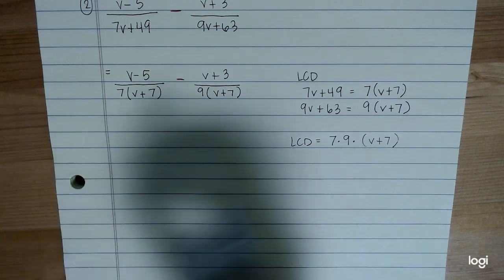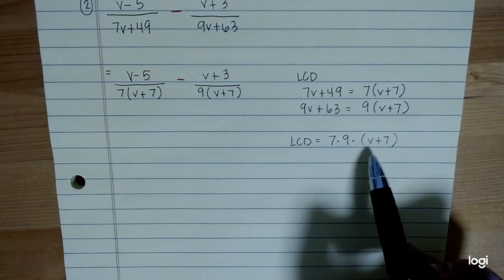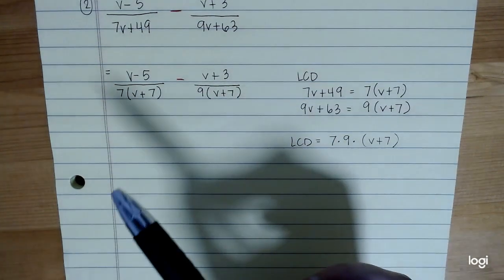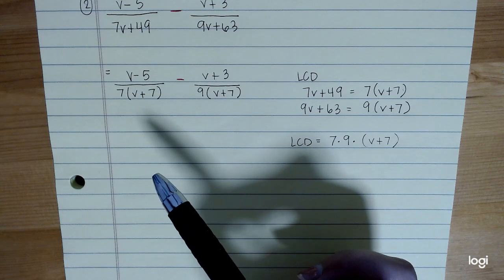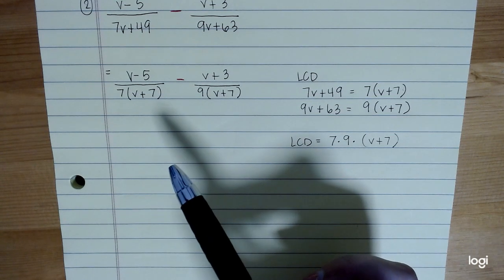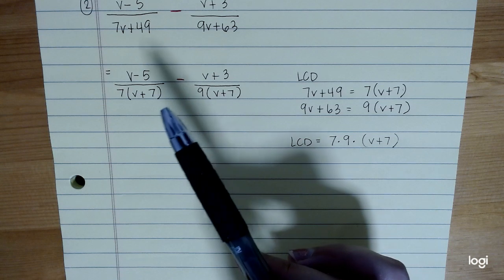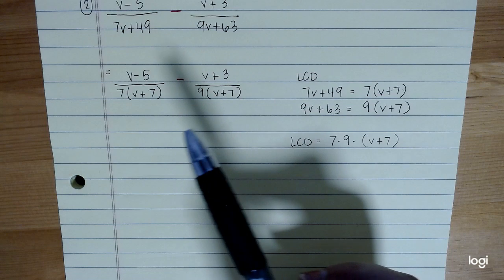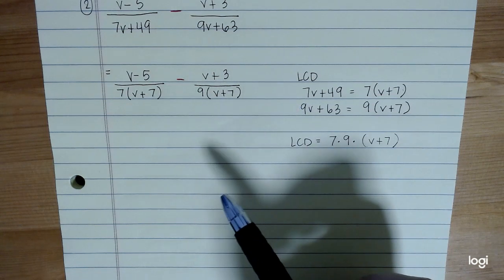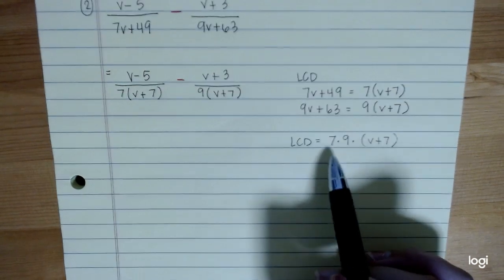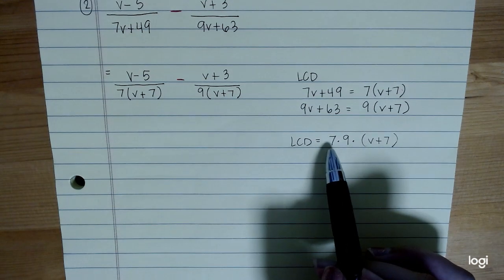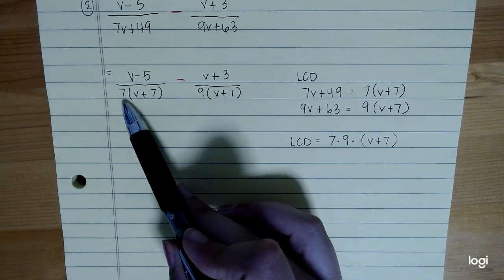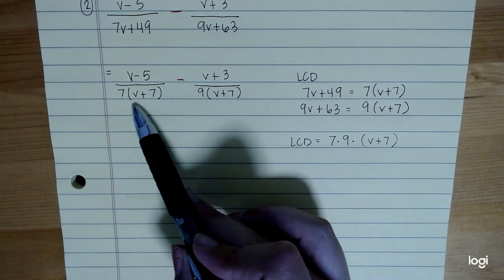Okay, so this is what I need to make my denominators look like. In the previous example, we said, okay, we can see that there is a factor there. We just need to multiply by that missing piece. And that's the same thing that we're going to do here. So there are actually 3 factors that make up our LCD: a 7, a 9, and a v plus 7. So this denominator has 2 of them already. It has the 7 factor and the v plus 7 factor.